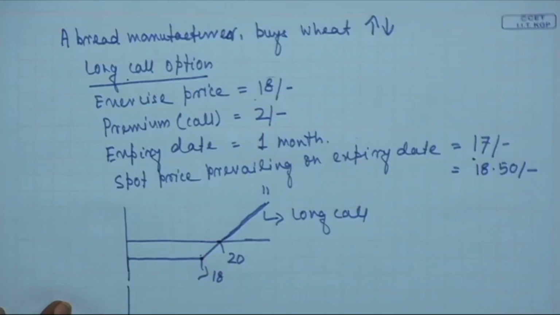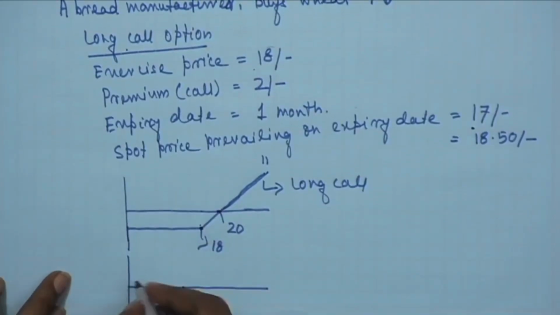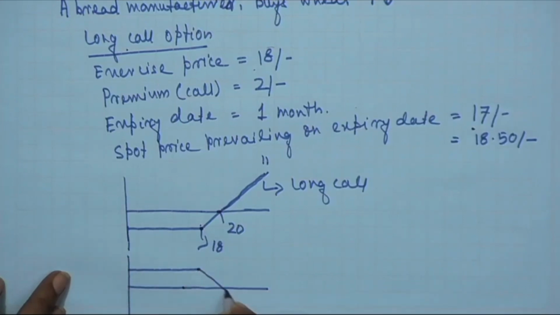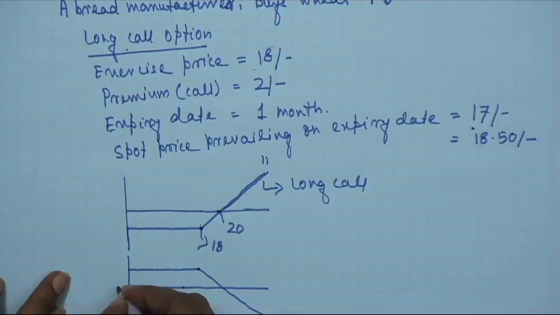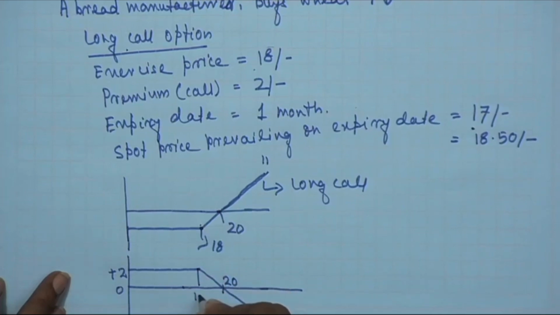Who is the counterparty? The counterparty is the short call. Again the same concept is applied here, so the short call has a mirror image. If the price is less than 18 rupees, his benefit is going to be 2 rupees a kg. Any price higher than this, he will be earning less than that. Any price higher than 20 rupees, he will start incurring loss.